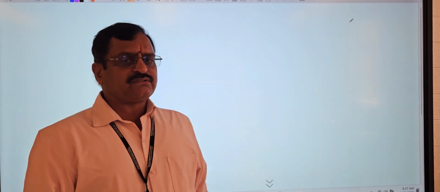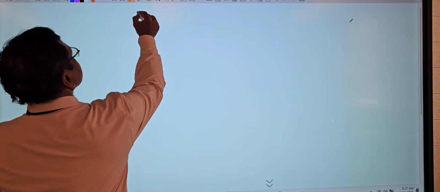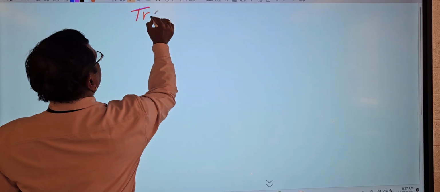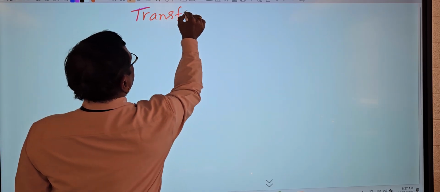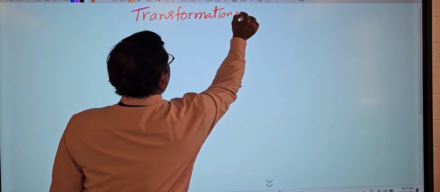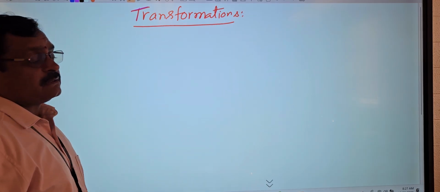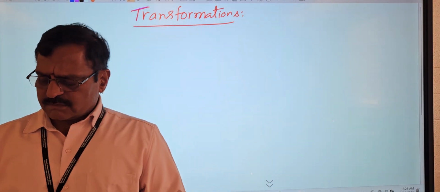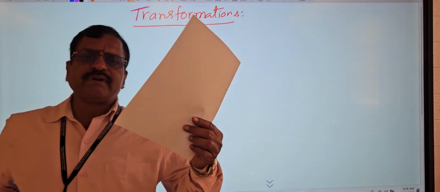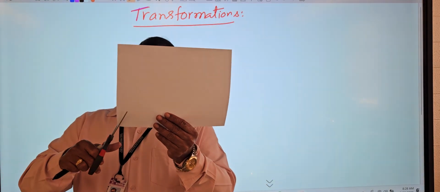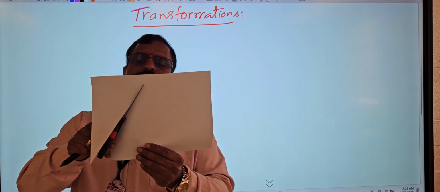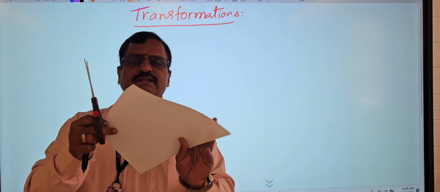The present topic is transformations. Transformations in math. What is a transformation? For example, I have a paper here. What I do, I make a triangle by cutting its edges like this.